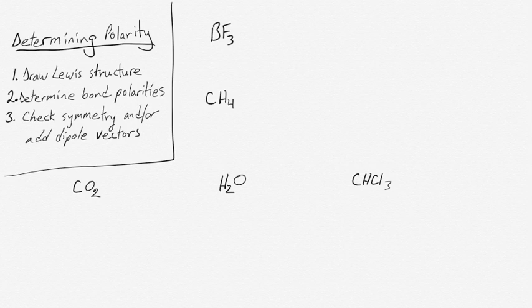And to work out the polarity of a molecule, there are 3 steps you follow. You draw the Lewis structure, you determine individual bond polarities, and then you either use symmetry or addition of the dipole moment vectors to decide whether or not the overall molecule is polar. We'll start with BF3, which you may remember is one of the exceptions to the octet rule. There aren't enough electrons around the boron.